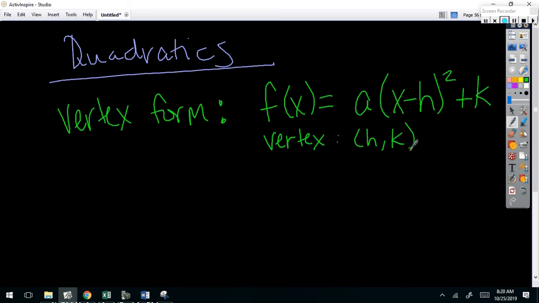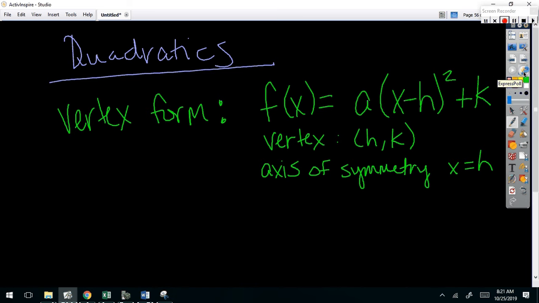Where is the axis of symmetry in this one? It would be, no, you're close though. It's the x part of the vertex. Remember, that's the line that divides it. So it's x = h, okay?